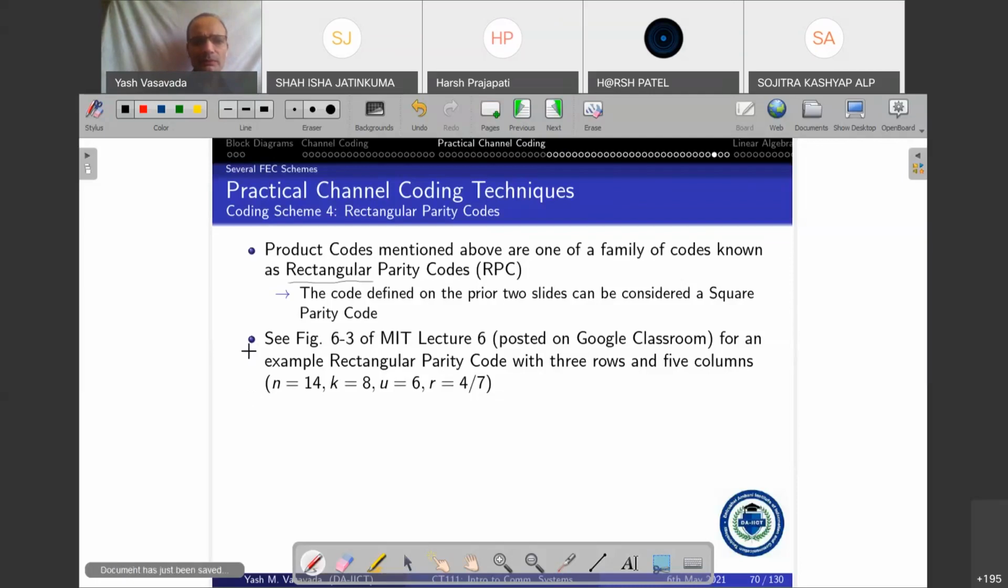So I'm going to put a PDF, which is lecture number 6 of some Massachusetts Institute of Technology channel coding course. And look at this figure 6.3, and it will give you an idea of what the rectangular parity check code looks like. Now the numbers don't have to be square anymore. So 8 and 14, they are obviously not squares. But other than that, everything else is the same. The decoding also works in the same manner.